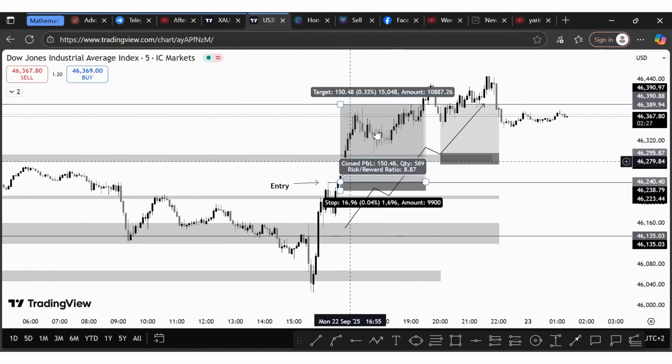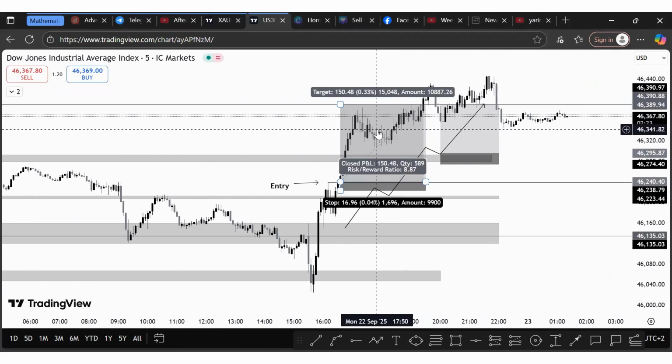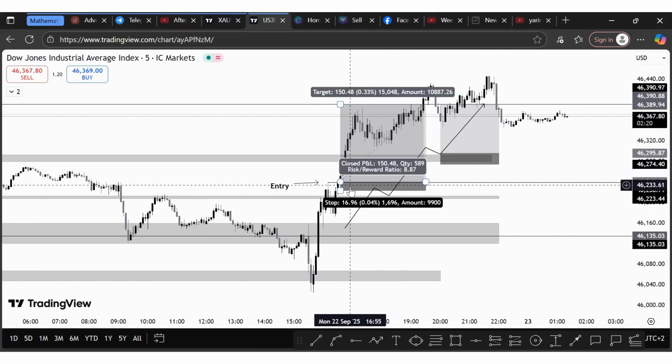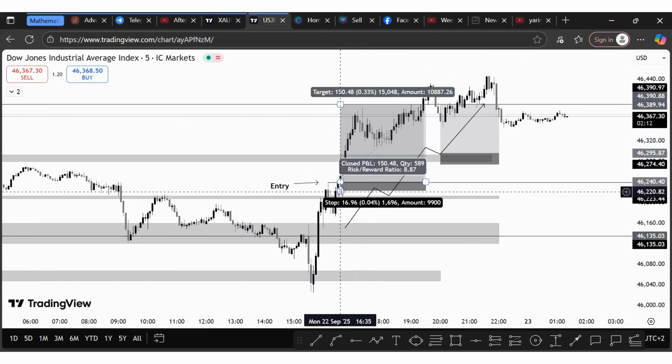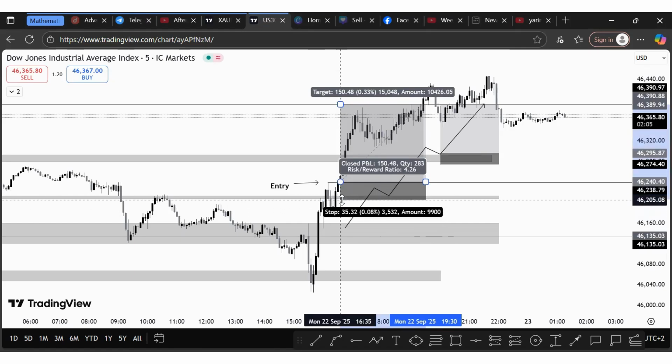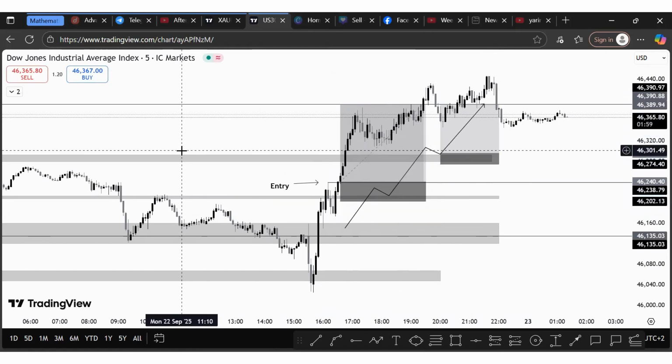This was the entry point, and the trade was a good risk to reward trade, for me basically 1:3, 1:4, somewhere there. I moved the stop loss to break even at some point, but my stop loss was basically just around here. So it was a good 1:4 trade.